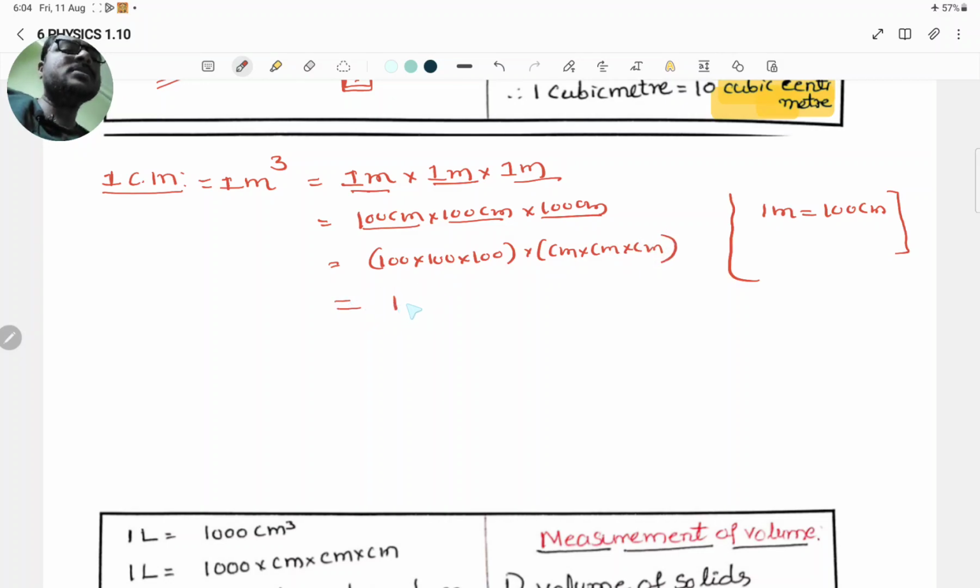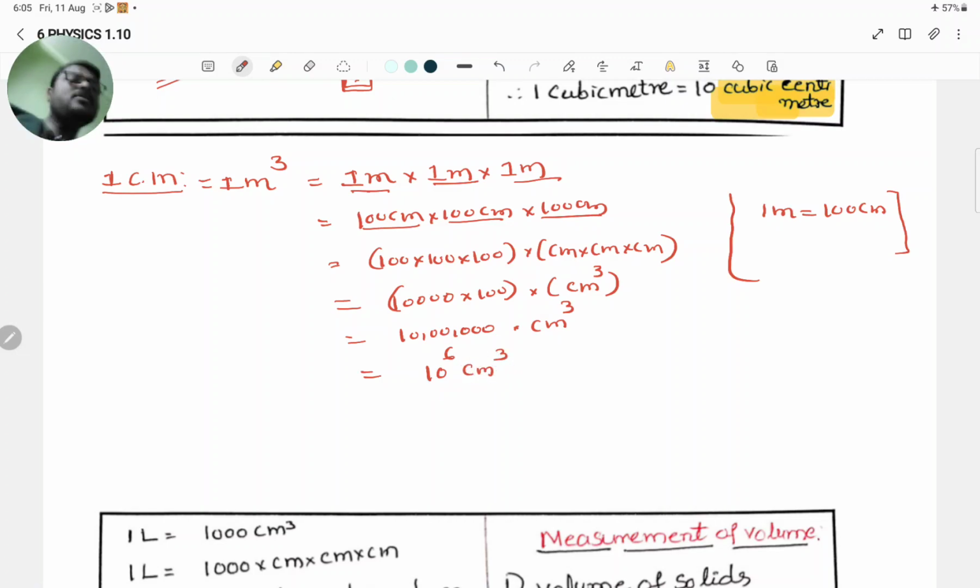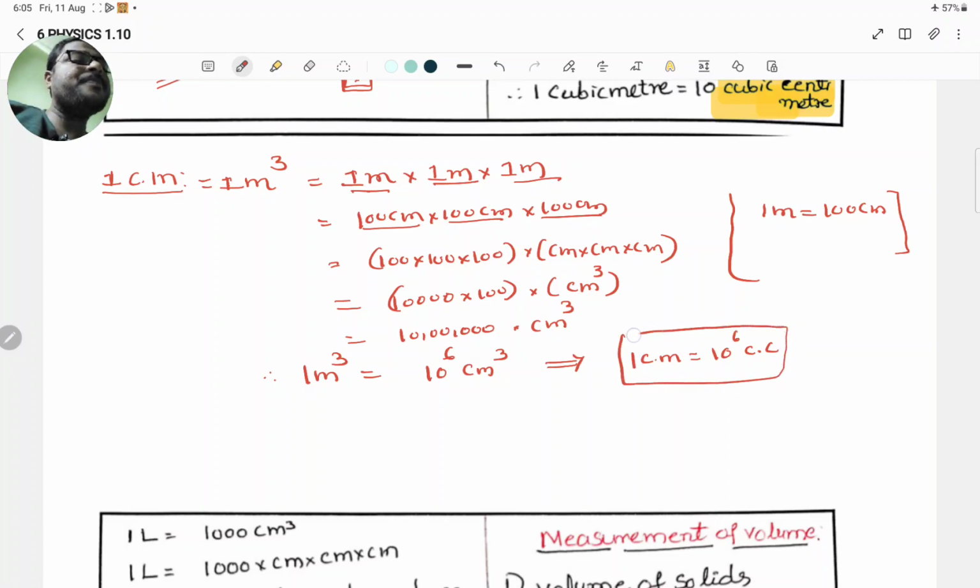100 into 100, how much? 10,000. 10,000 into 100, how much? 10 lakhs, into centimeter cube. 10 lakhs is nothing but how much? 10 to the power of 6 centimeter cube. Now 1 meter cube is equal to 10 to the power of 6 centimeter cube. From this we can write 1 cubic meter is equal to 10 to the power of 6 cubic centimeter. This is the formula.